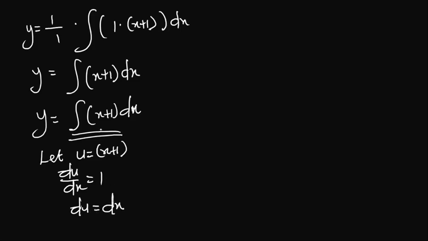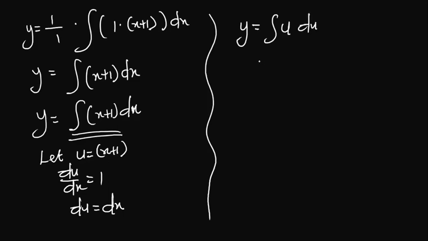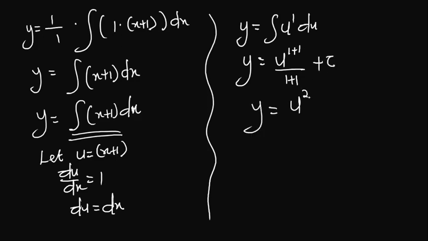So that implies that du is equal to dx. From here, the function y can be rewritten. We said let u be this, so we have y equal to the integral of u, and dx is now equal to du. Now if we integrate u, which has the power of 1, we add 1 to the power and then divide by 1 plus 1, which is the new power. Then we add c to it. So we have y equal to u squared over 2 plus c.